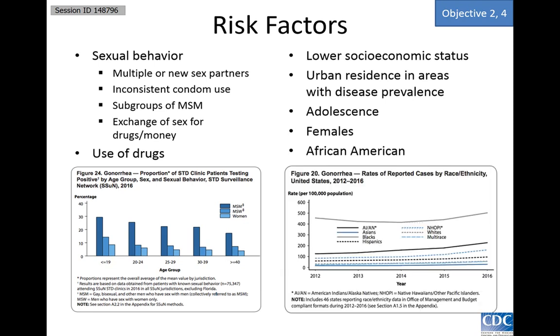Some other risk factors are also socioeconomic status as well as urban residents, and that is just kind of tying back to they don't have access to public health, they don't have access to health care, so they're at a higher risk. During 2012 and 16, gonorrhea rates actually increased among all races. However, the reported cases of gonorrhea are disproportionately high in African Americans.